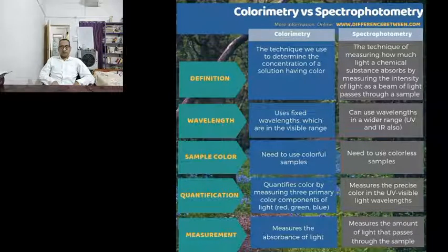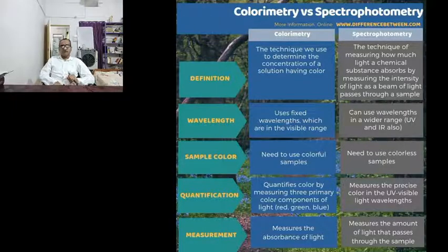Okay. So spectrophotometry is the technique of measuring how much a chemical substance absorbs light, by measuring the intensity of light as a beam of light passes through the sample solution. Moreover, spectrophotometer is the instrument used in this technique. It has two main parts: the spectrometer, which produces the light with a selected color, and the photometer, which measures the intensity of light.